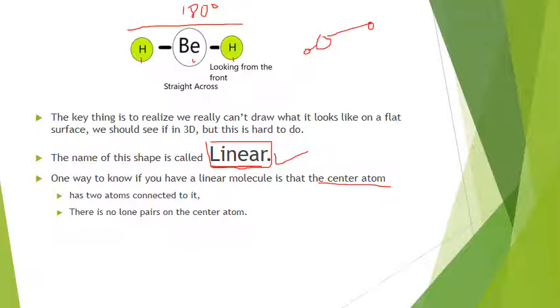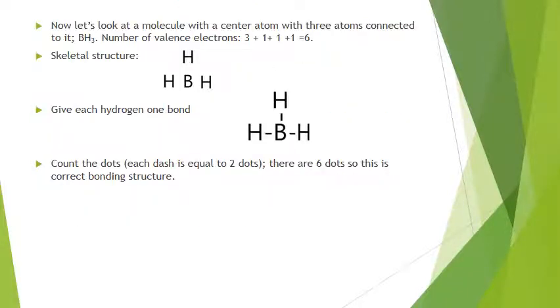So this is the key thing right here. This is one way to determine it. If you can't actually see the three-dimensional shape, you can just look at the connectivity and you can tell what the three-dimensional shape is. So knowing this information here, you know its three-dimensional shape. Right. Now let's do another example.